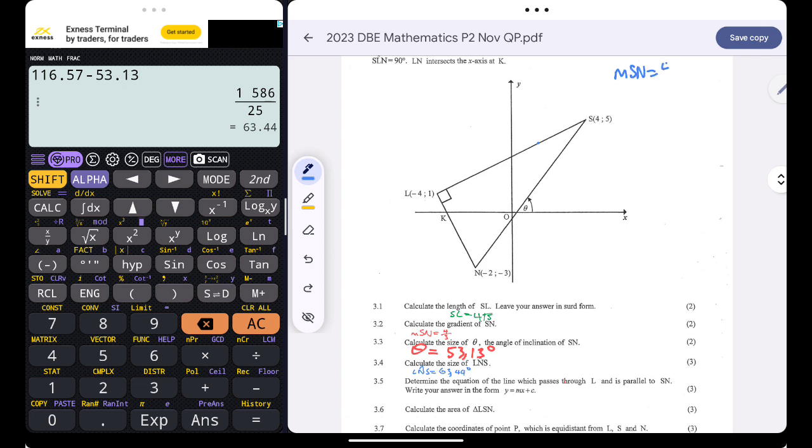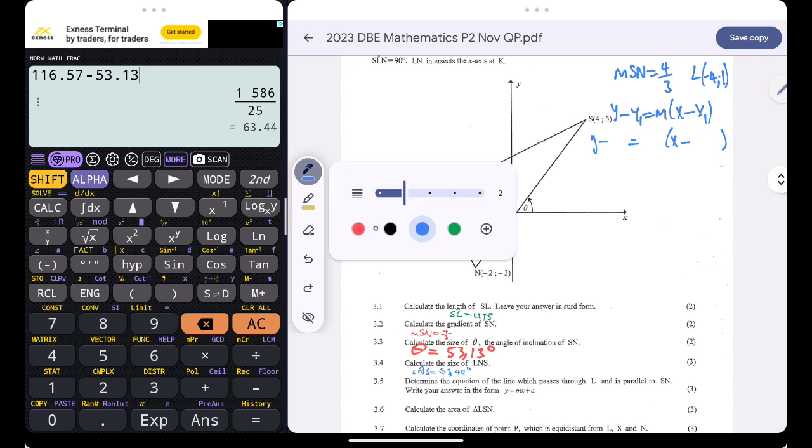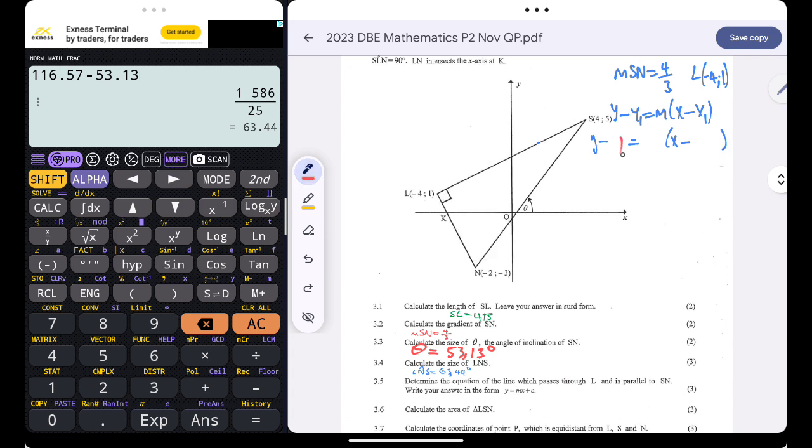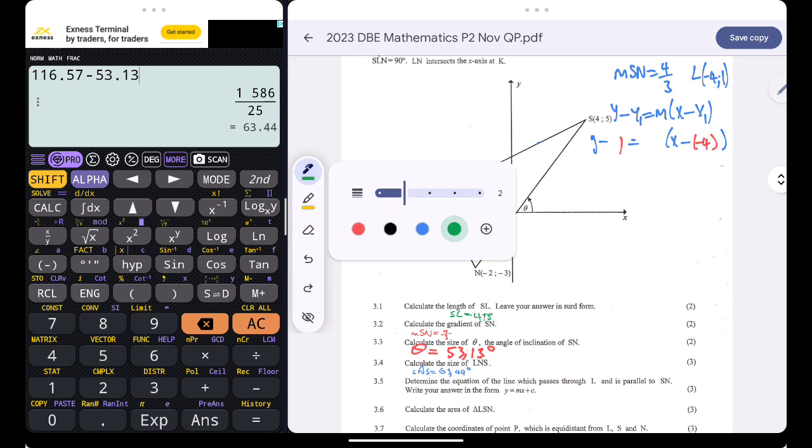So I'll simply take the gradient of SN, which I found to be 4/3 in question 3.2, and I'll take the coordinates of L because the line passes through L. That's -4 and 1. So I'll simply say y minus y1 is equal to m times x minus x1. The y1 is 1 and the x1 is -4. My gradient will be equal to 4/3.